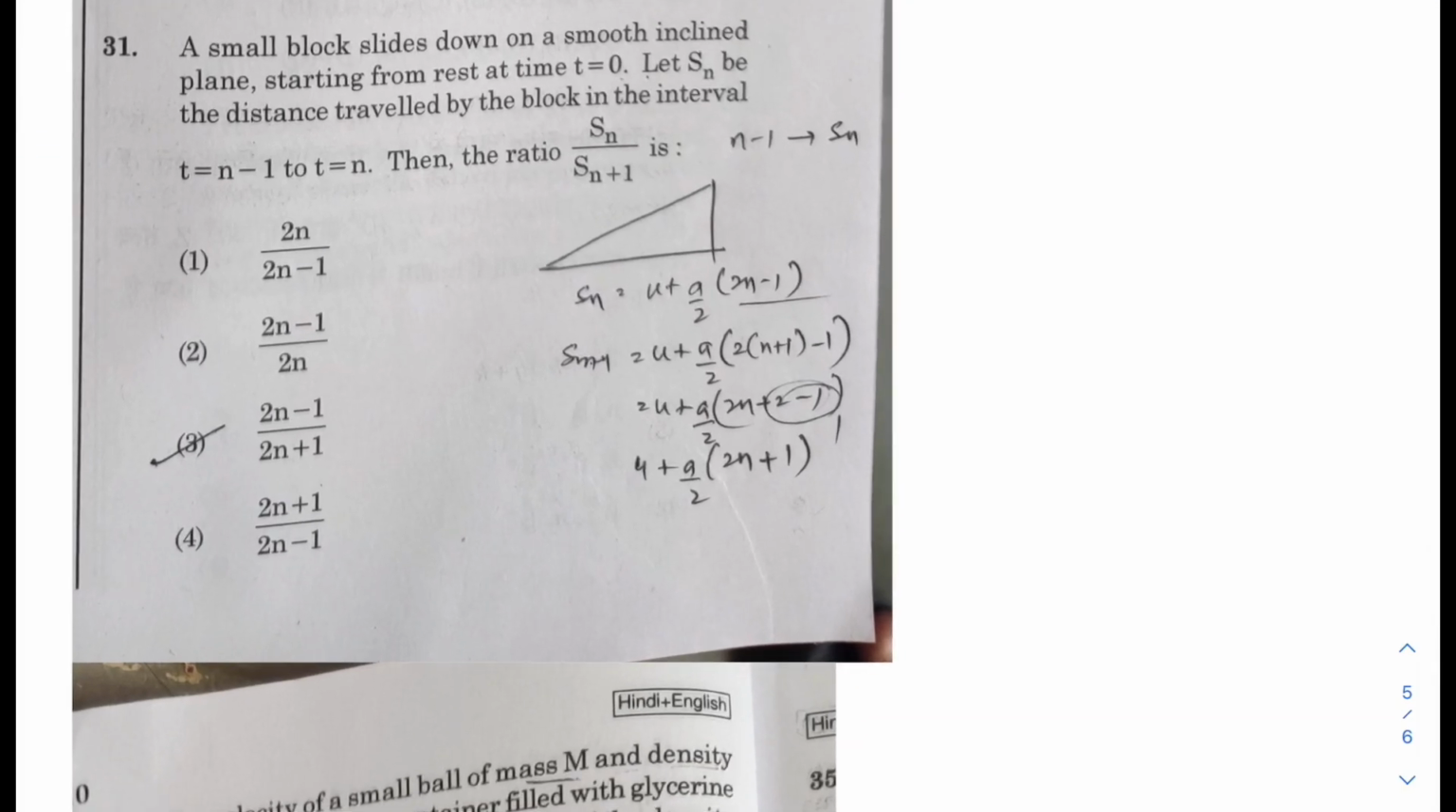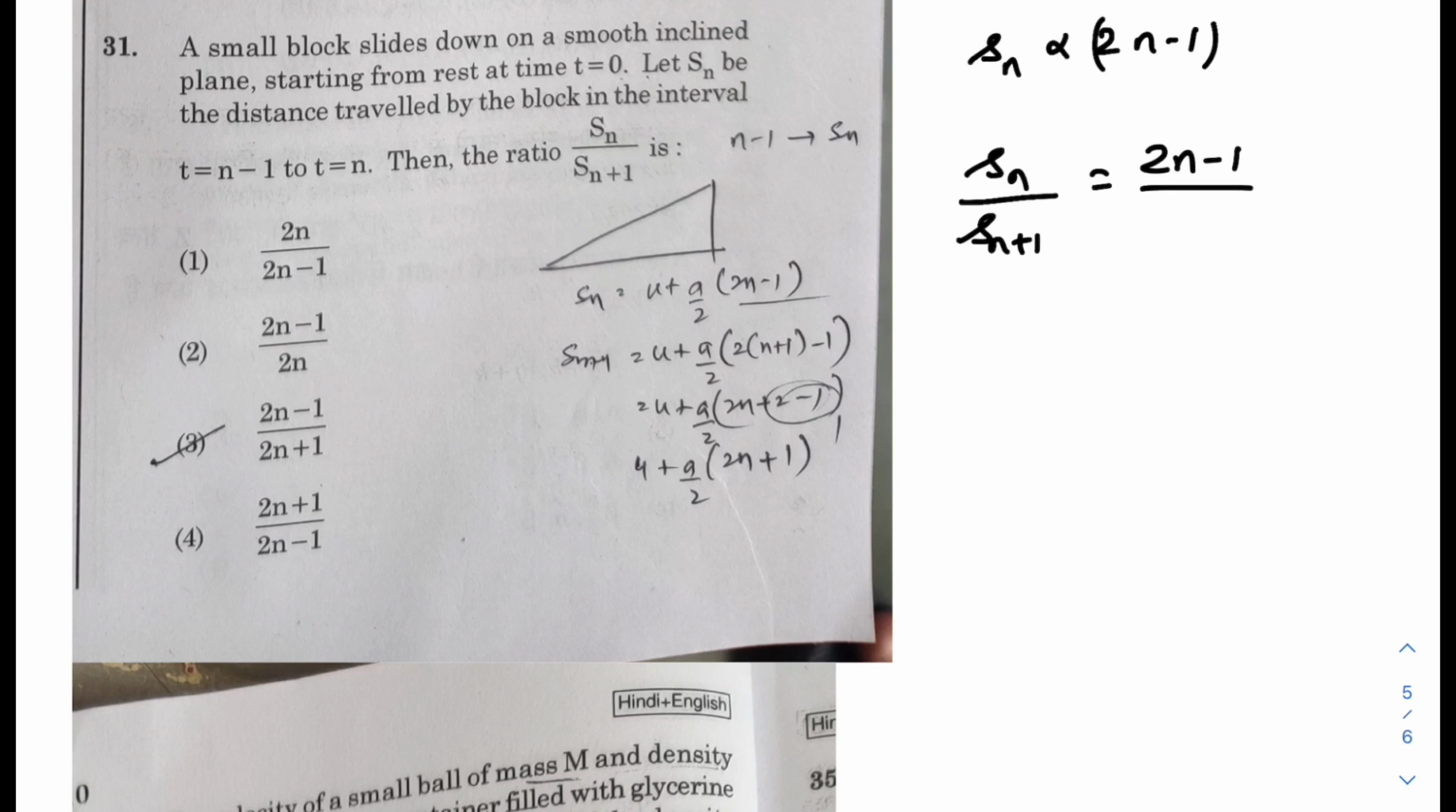Now the fourth part, 31st. A small block is sliding from a smooth inclined plane starting from rest at t equal to 0. Let Sn be the distance travelled by the block in the nth second. Then the ratio of Sn to Sn plus 1, because its acceleration is constant, Sn would be proportional to 2n minus 1. So Sn upon Sn plus 1 would be 2n minus 1 over, here it will become n plus 1 minus 1, so that would be 2n minus 1 over 2n plus 1. So option 3 is the right one.